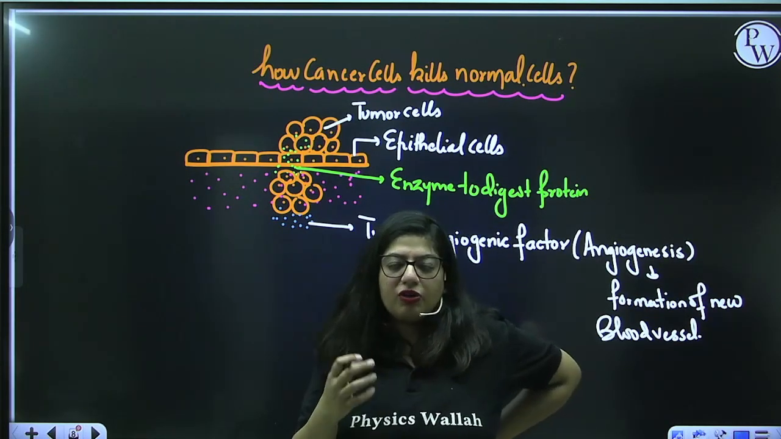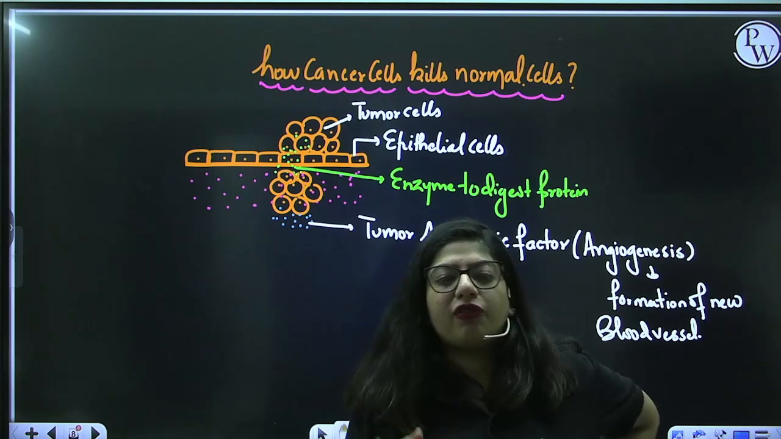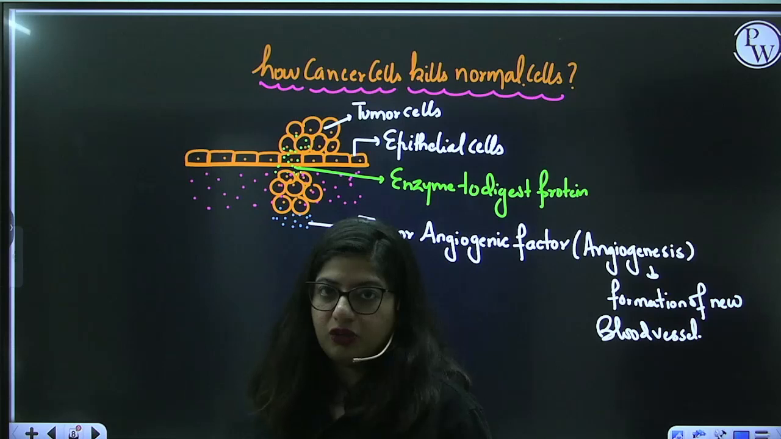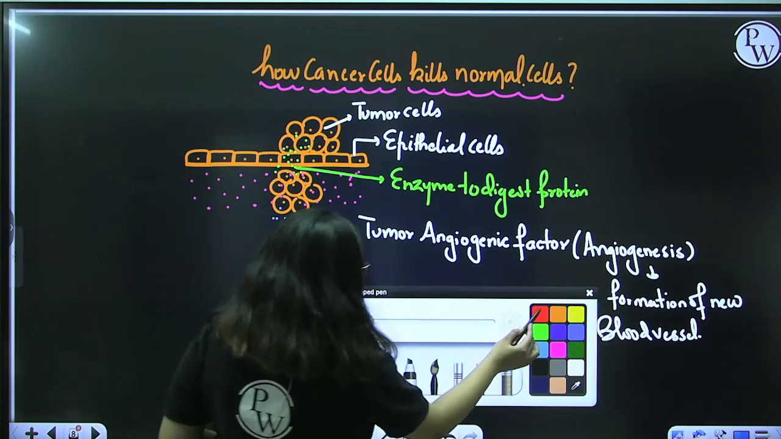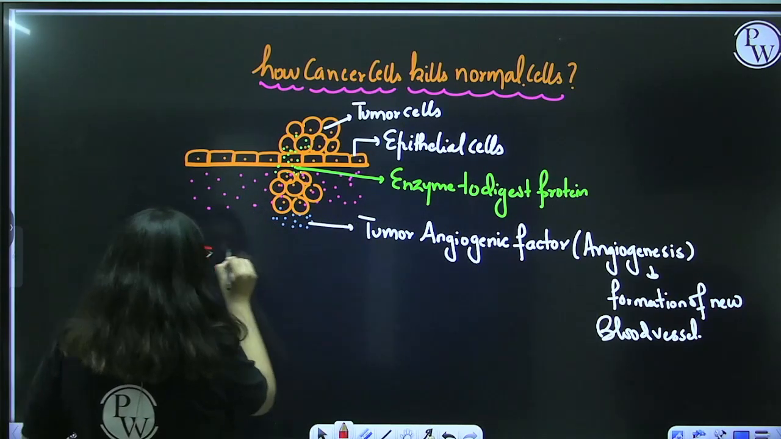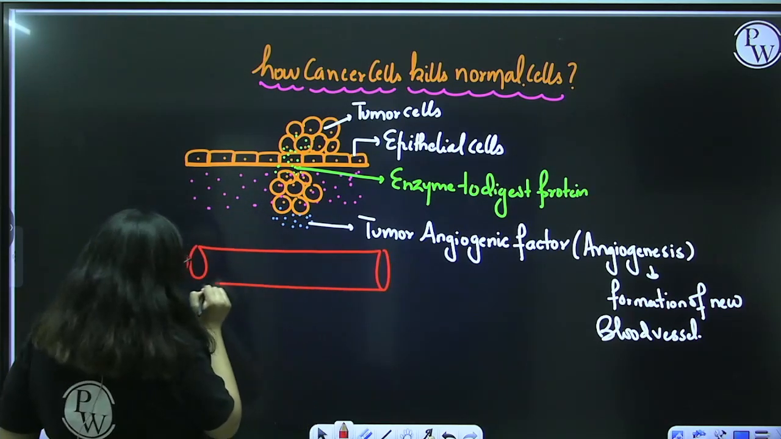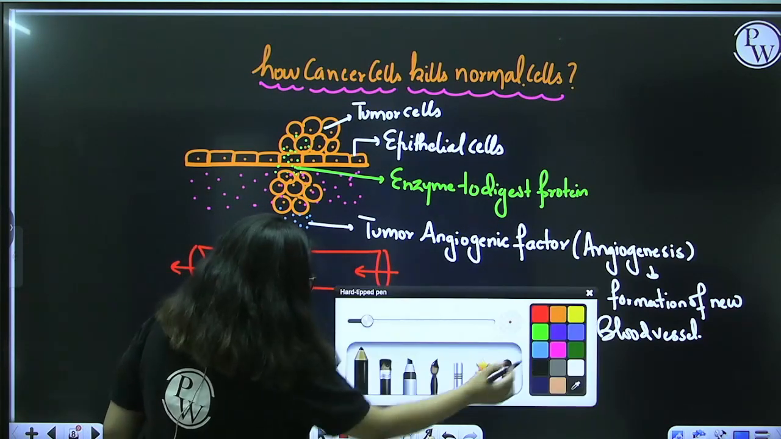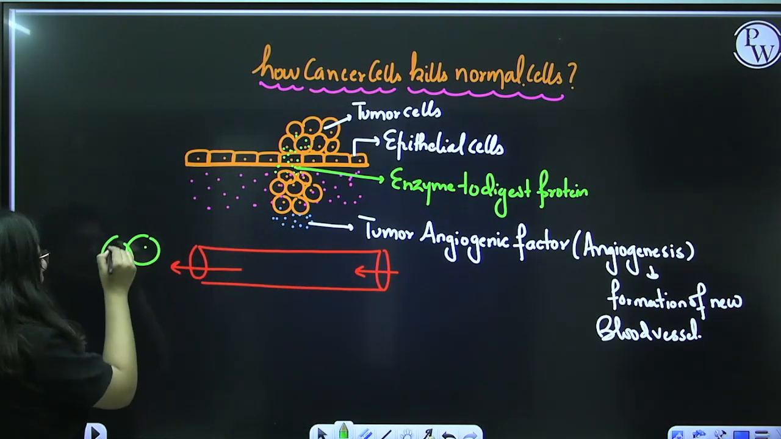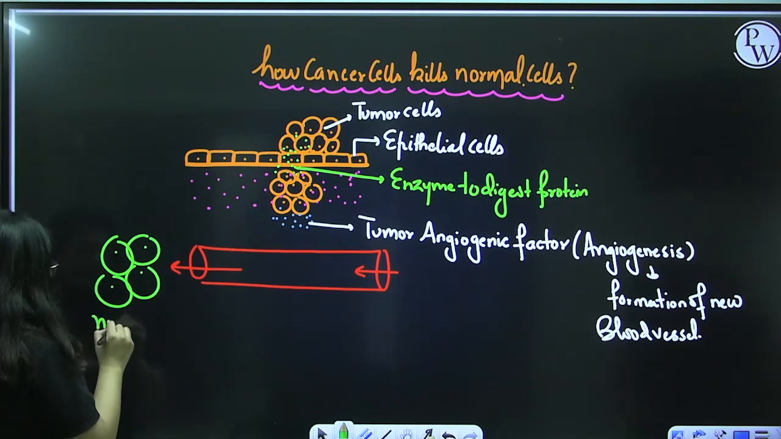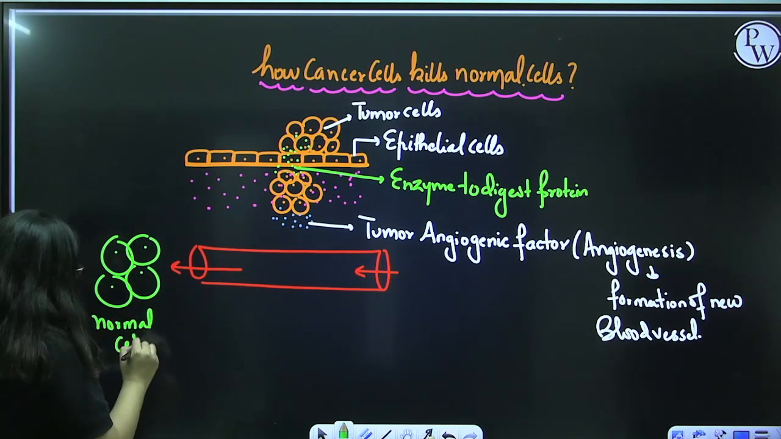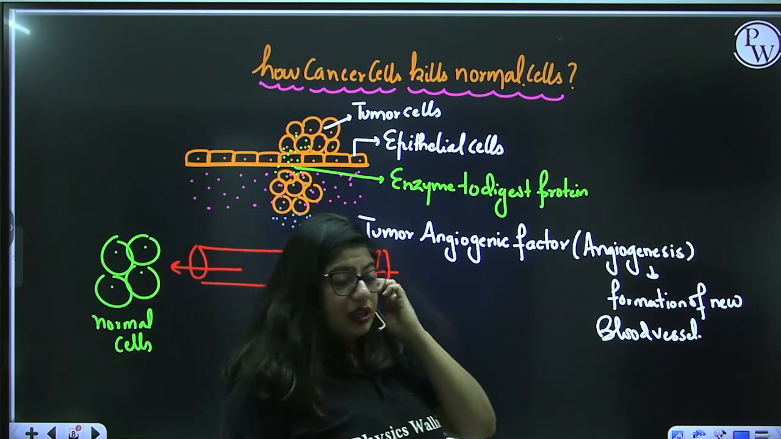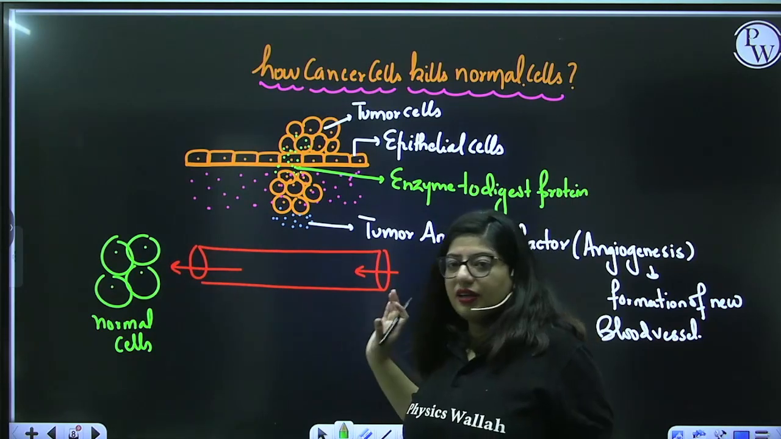Usually in our body, new blood vessels are only formed when you are in the embryo, when the blood vessels need to be formed. Okay, so imagine a large blood vessel is already going from here, and it is supplying blood to your normal cells like this. What are these cells? Normal cells. Now, normal cells are getting the full nutrition. Imagine the tumor has not taken place. The normal cells are present here and they are getting the full blood supply.